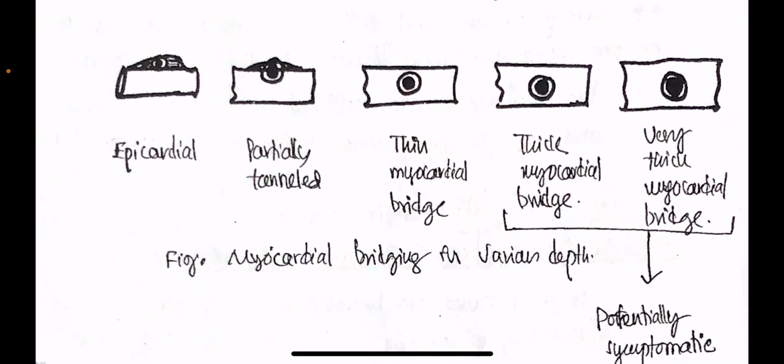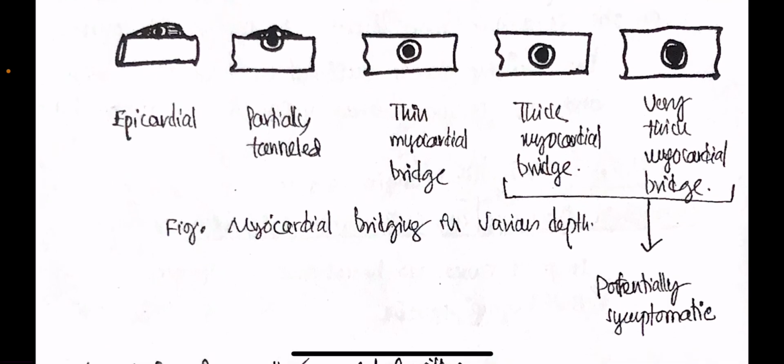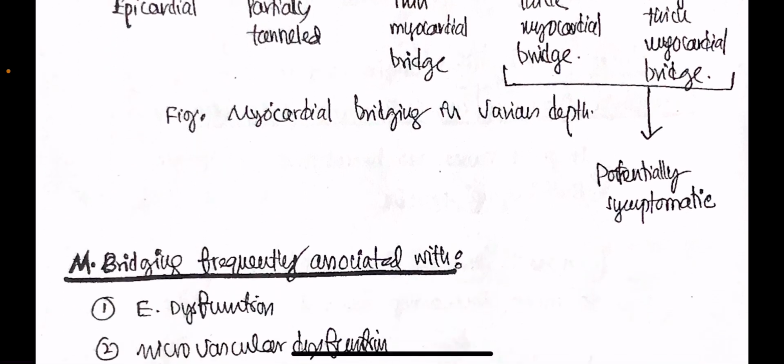The figure shows myocardial bridging in various steps. One is epicardial, partial tunneled, thin myocardial bridge, thick myocardial bridge, very thick myocardial bridge. The thick myocardial bridge and very thick myocardial bridge are potentially symptomatic.